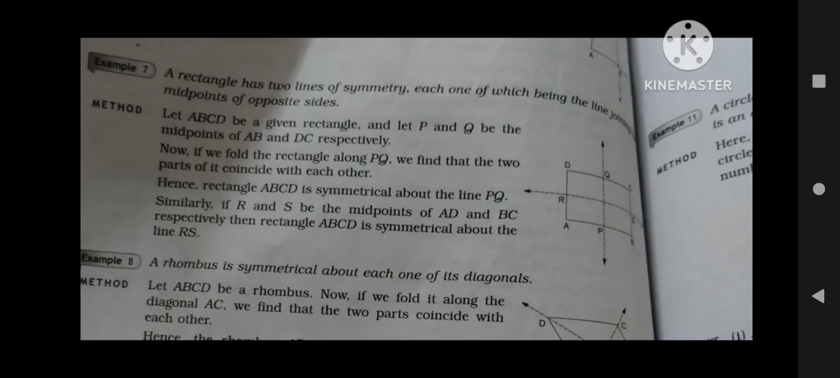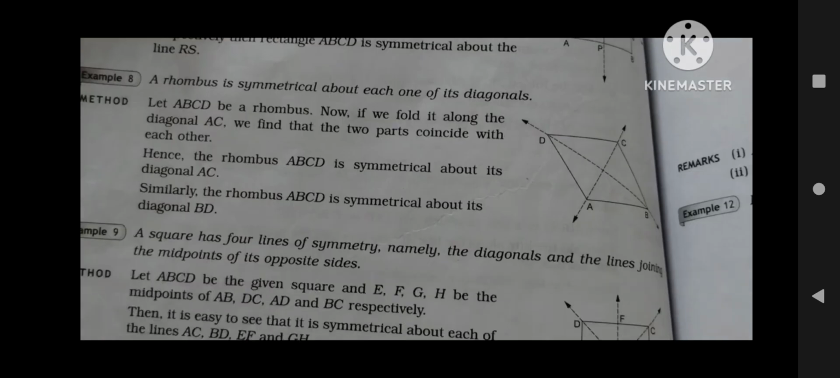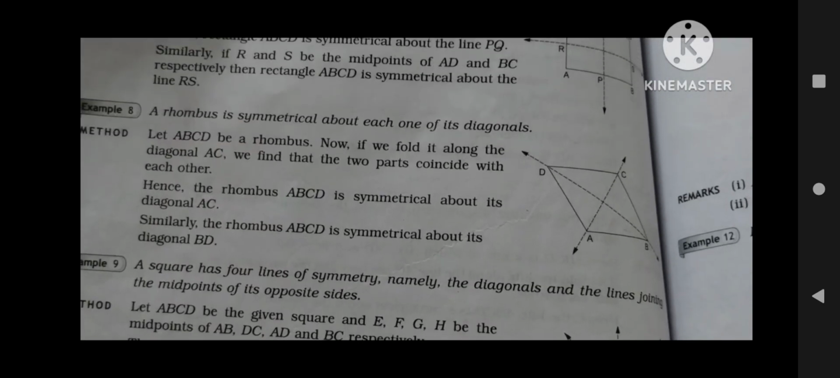Similarly, if R and S are the midpoints of AD and BC respectively, then rectangle ABCD is symmetrical about the line RS. 8. A rhombus is symmetrical about each one of its diagonals. Method. Let ABCD be the rhombus. Now, if we fold it along the diagonal AC, we find that the two parts coincide with each other. Hence, the rhombus ABCD is symmetrical about its diagonal AC. Similarly, the rhombus ABCD is symmetrical about its diagonal BD.